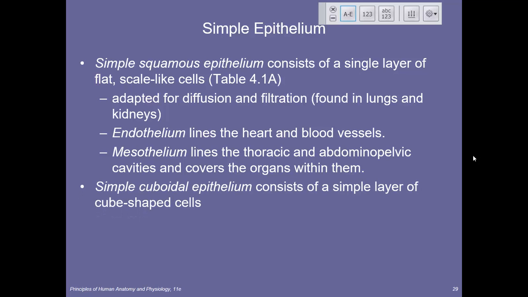Simple cuboidal, again, it's a simple layer of cube-shaped cells. These are more often adapted for secretion and absorption. Not exactly the same thing. Does that mean that these are the only two functions that cuboidal cells could possibly have? No. These are the major ones. So when you see a cube-shaped cell, you say, well, maybe the area it's in is adapted for absorption and secretion. These tend to secrete things, absorb. Somebody said the other day in another section, well, would that mean that these cuboidal cells can then have more channels and transporters in them? Quite possibly. Absolutely. So you start thinking at the more cellular level: transporters, channels, kinds of gaps. Sure, because they're designed for that.